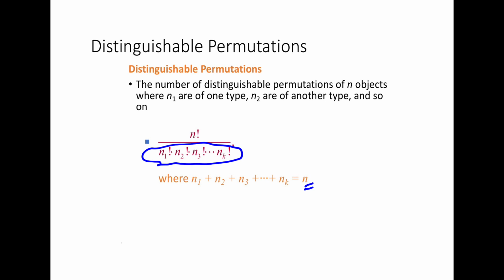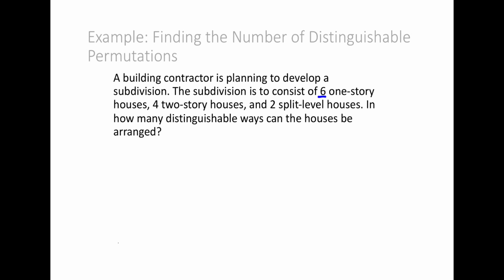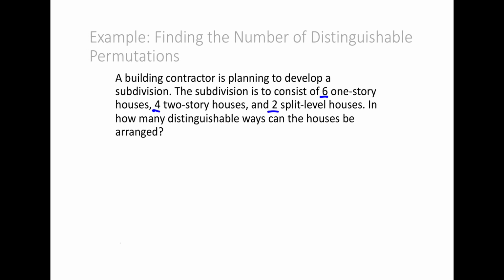Let's look at an example of this. So here a building contractor is planning to develop a subdivision. The subdivision is to consist of 6 one-story houses, 4 two-story houses, and 2 split-level houses. In how many distinguishable ways can the houses be arranged? So we have them along a street, right? How many different ways can they be arranged? All in all, there's a total of 12 different houses, right? We have 6, and then 2 split levels, and then 4 two-stories. And so we know that the top number, n, is going to be 12 factorial.